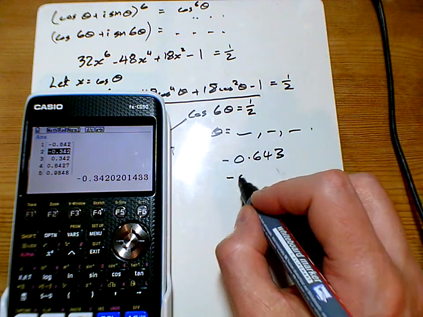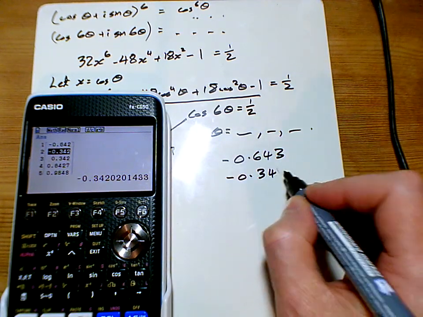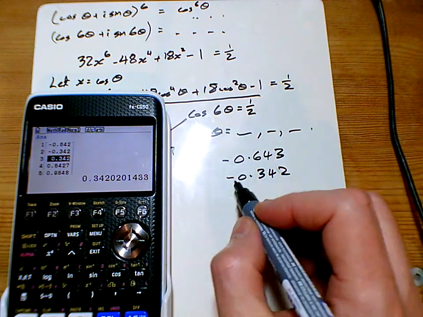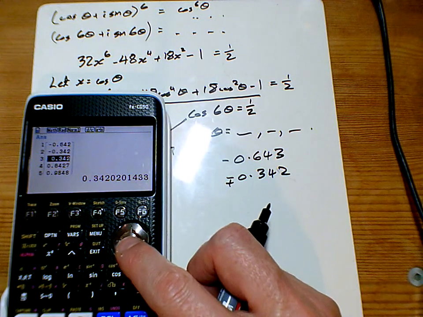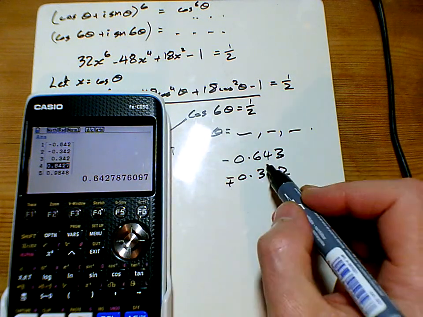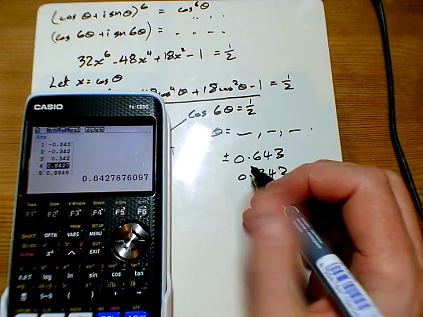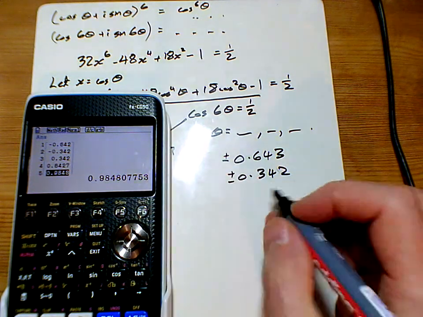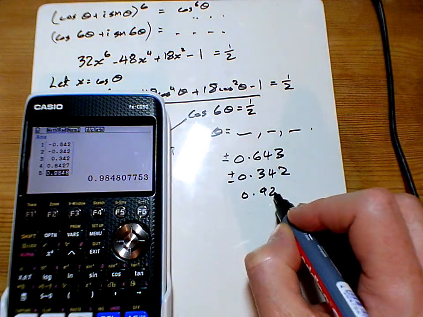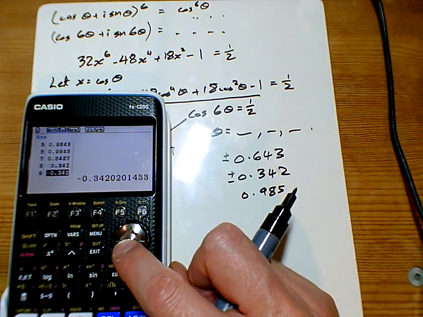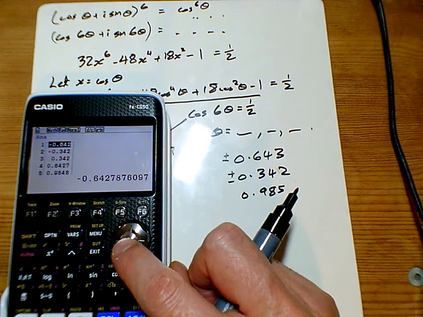Here's another answer, minus 0.342. Now here's another answer, it's just the positive version of that. So I've got plus or minus that one. Here's another answer that's just the positive answer of that. So I've got plus or minus that one as well. Have we got any more? Here's another one, 0.985. Another one there. All of these are the same.